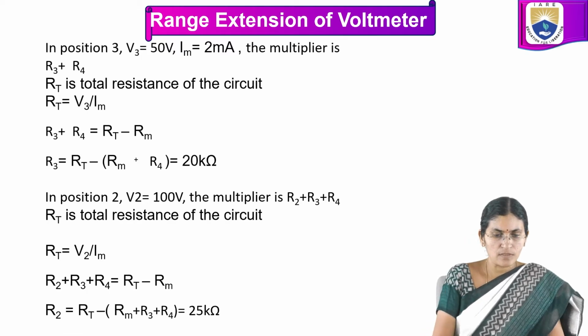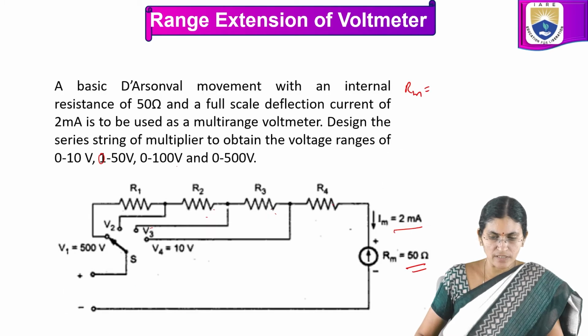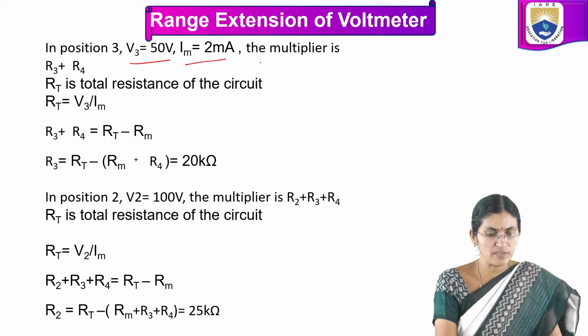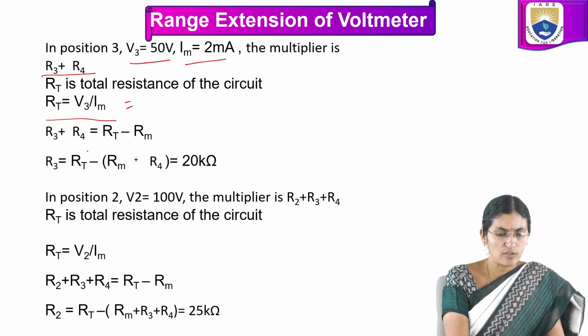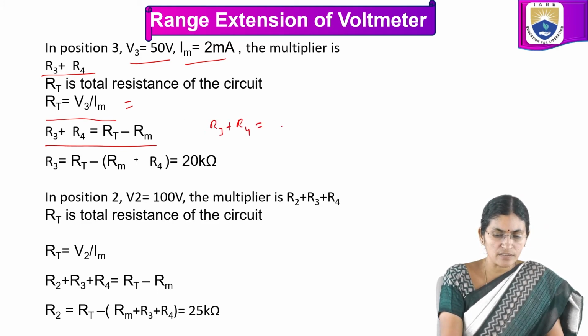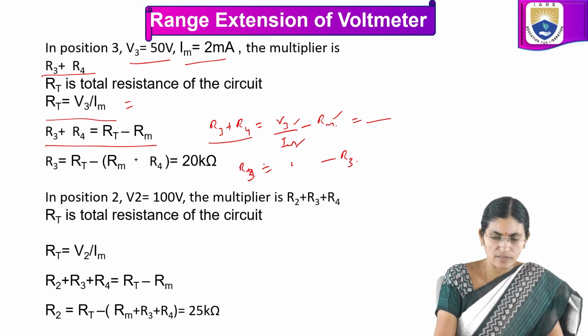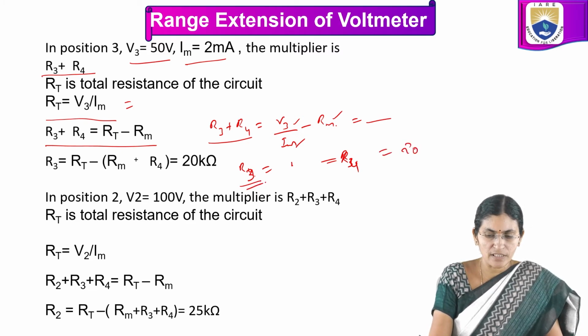Next, when the switch is at position 3, the second voltage range is V3, and V3 is equal to 50. Then Im will remain the same, 2 milliamperes. The multiplier resistance is R3 plus R4. So if we substitute this, we'll find the total resistance. In this formula we can write R3 plus R4 is equal to RT, which is V3 by Im minus Rm. We have the value of V3, Im and Rm. With this we can find out R3 and R4. We already have the value of R4. So whatever value we are getting, from that we can subtract the R4 value and we'll get the value of R3. So it comes out to be 20 kilo ohms.